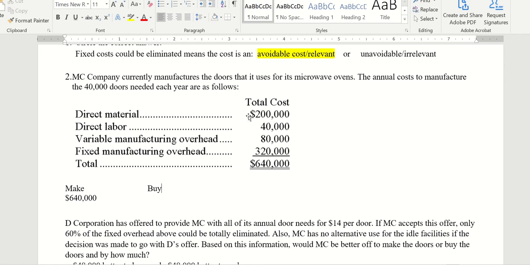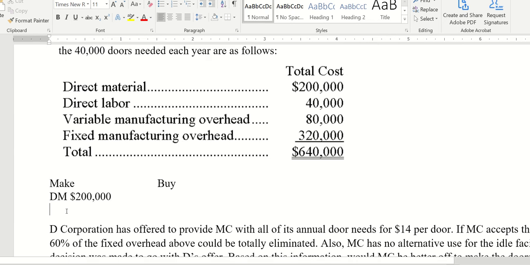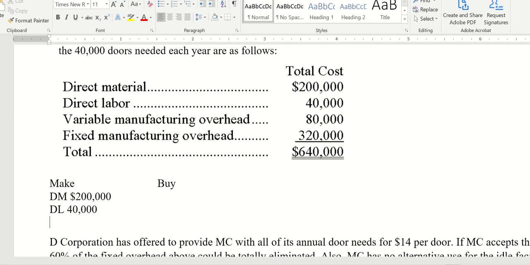In order to make these more comparable, we're not going to use the 640,000, but we're going to use the relevant costs. So if you're going to make this, the relevant costs are 200,000 for the direct materials. That is relevant. So I'll just keep this, I'm just moving this down here. Direct materials are relevant, direct labor is relevant, 40,000.